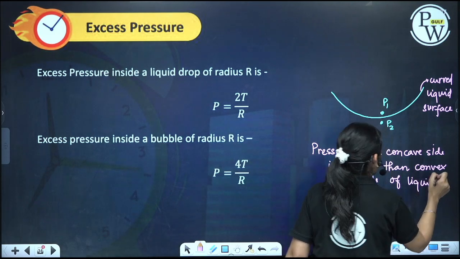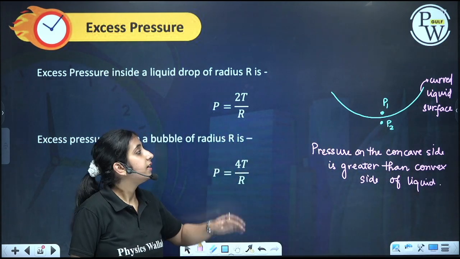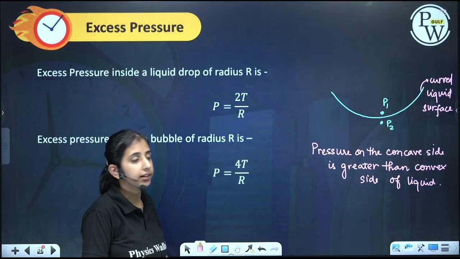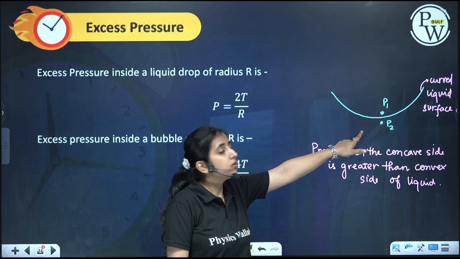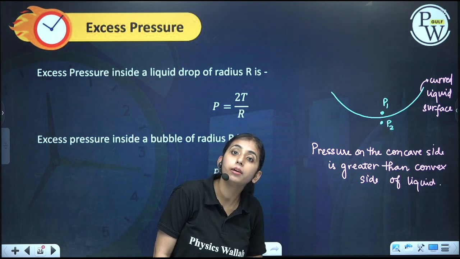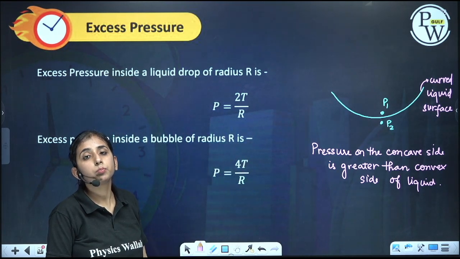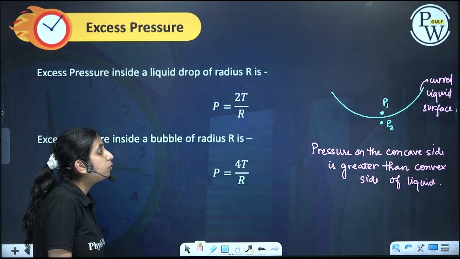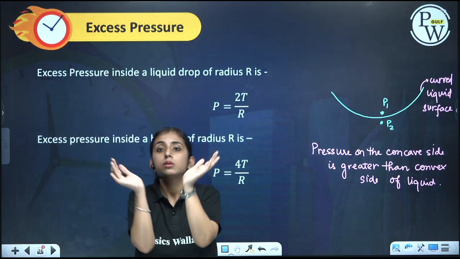Pressure on the concave side of the liquid is greater than the pressure on the convex side. This is the convex side, so P2 will be less and P1 will be more. So due to this, what is a liquid drop?